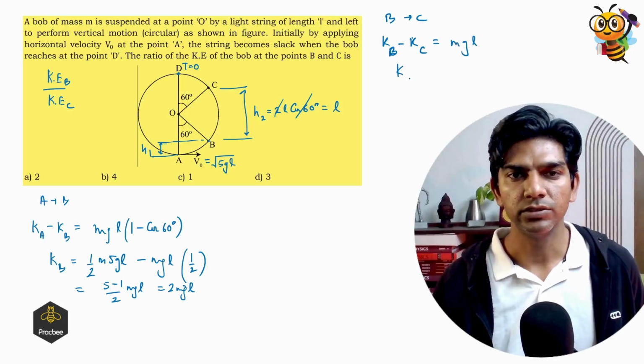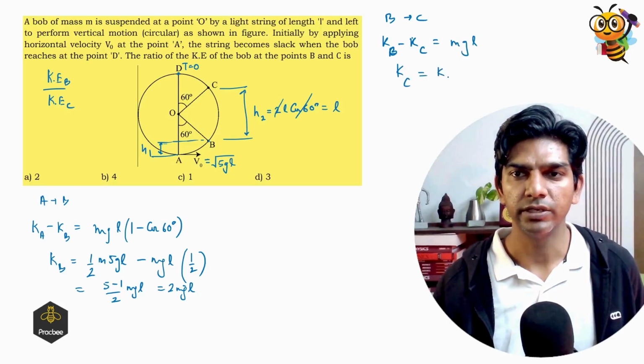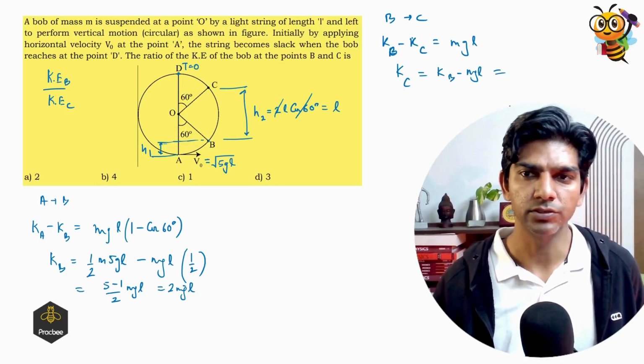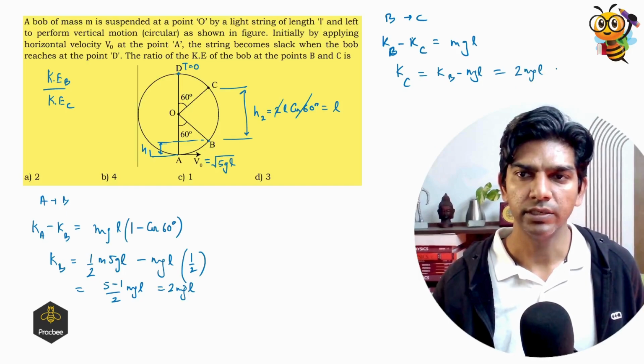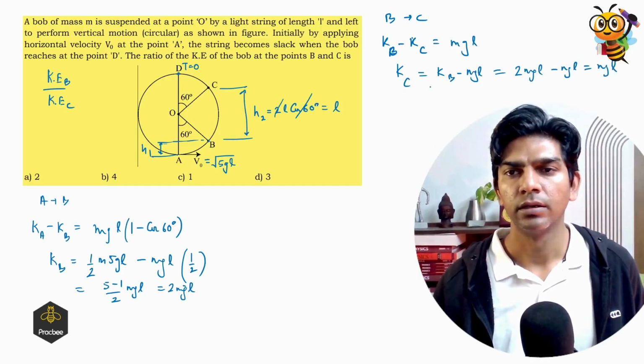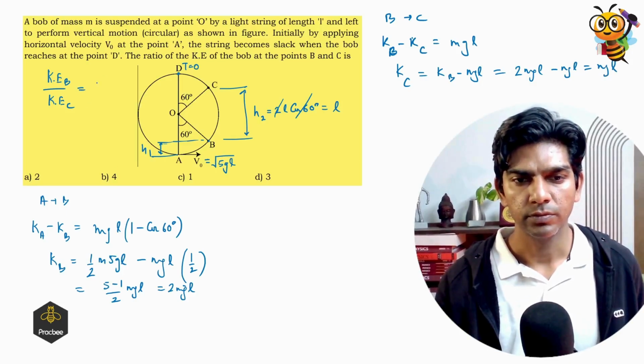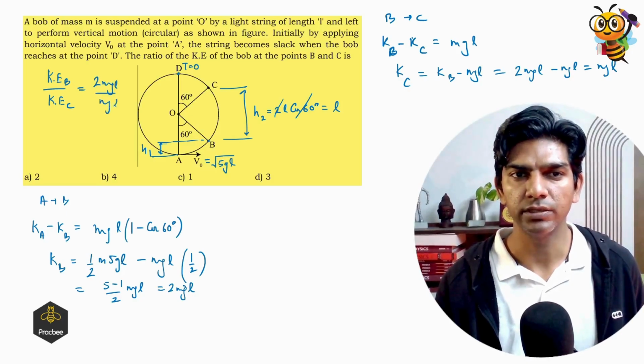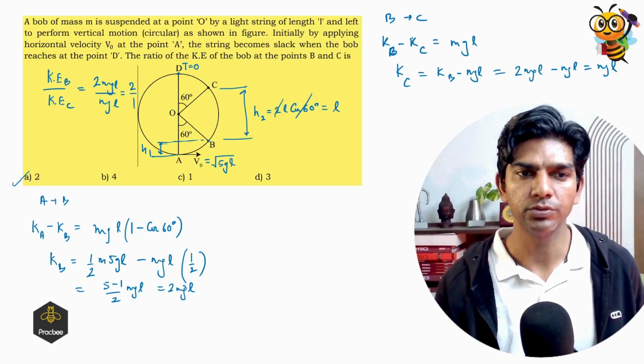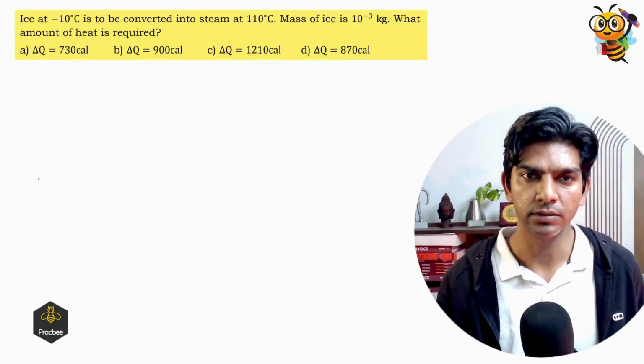So kinetic energy at C will be kinetic energy at B minus mgl, and kinetic energy at B is 2mgl. So minus mgl, that comes out to be mgl, right? So we have to find the ratio. Kinetic energy at B is 2mgl, whereas at C it is mgl, so it comes out to be 2:1. So option A is the right answer.